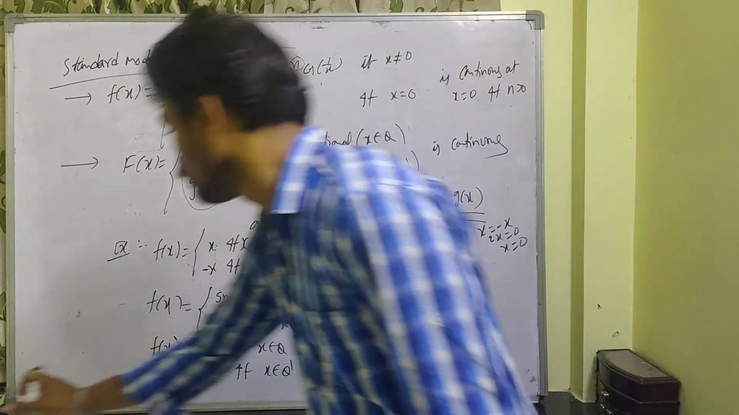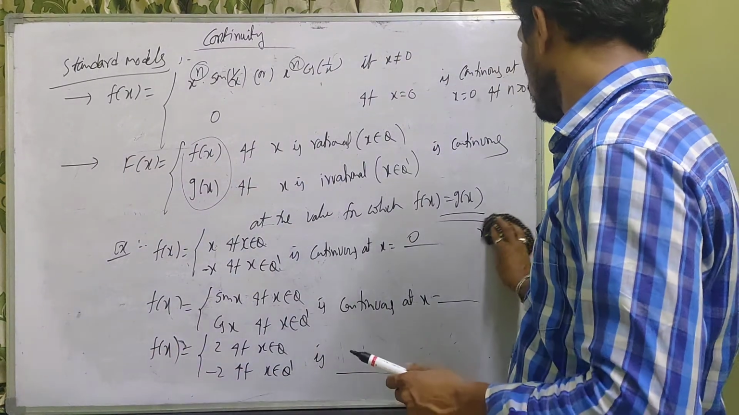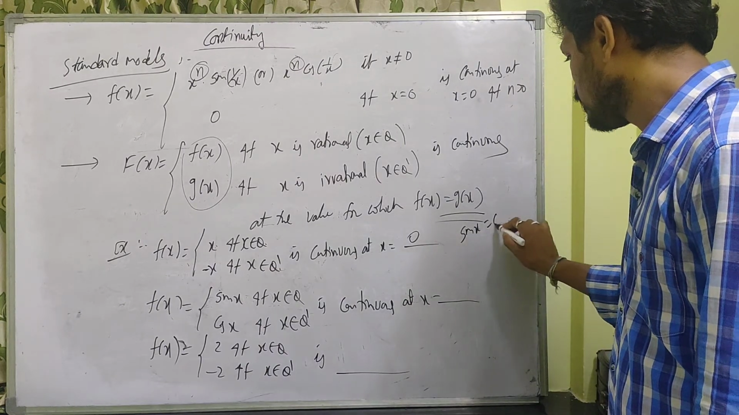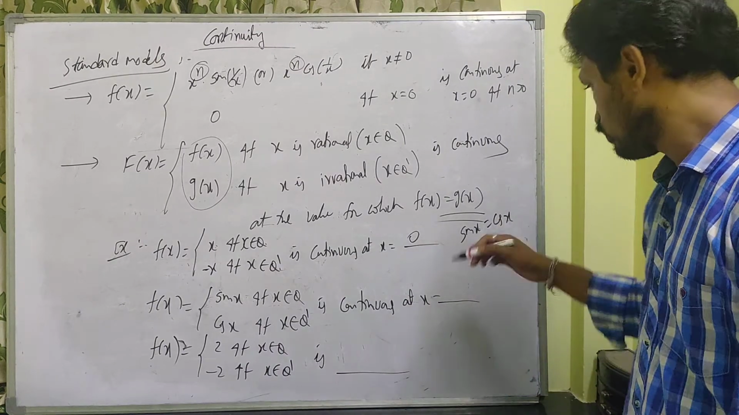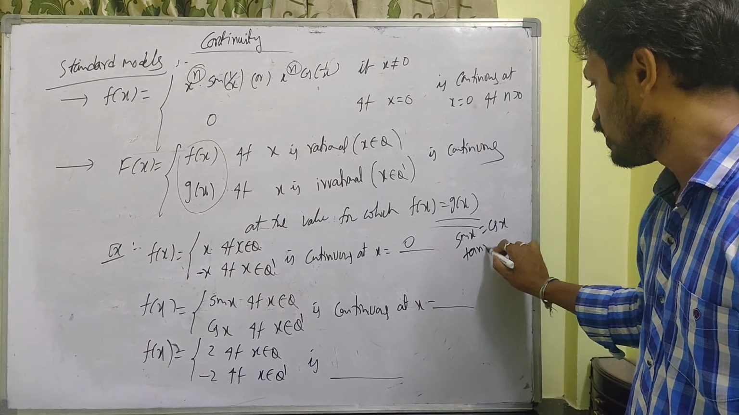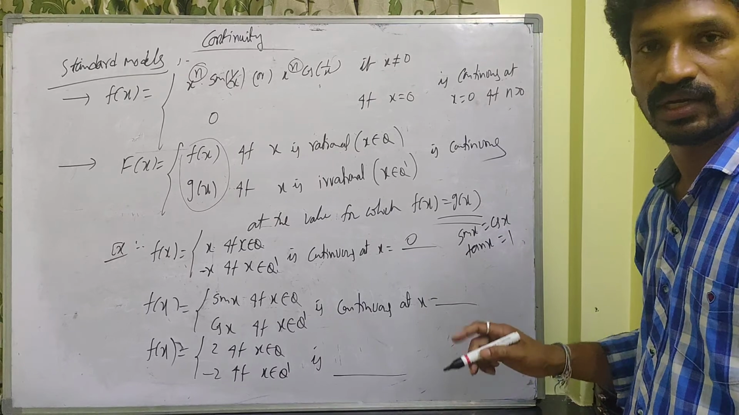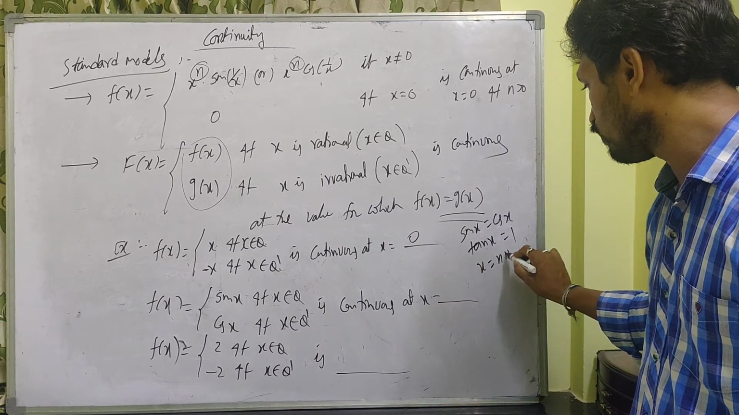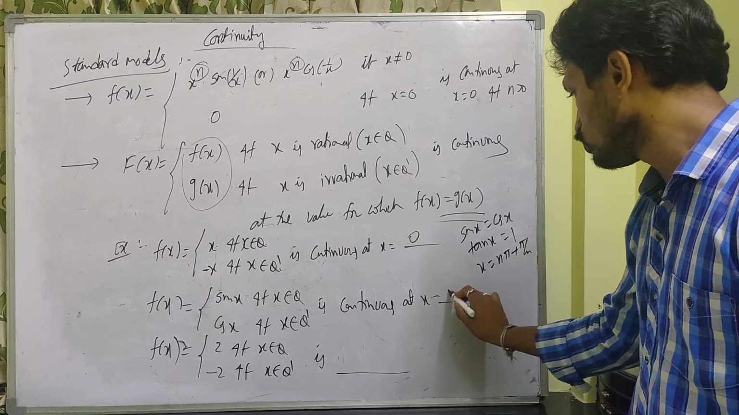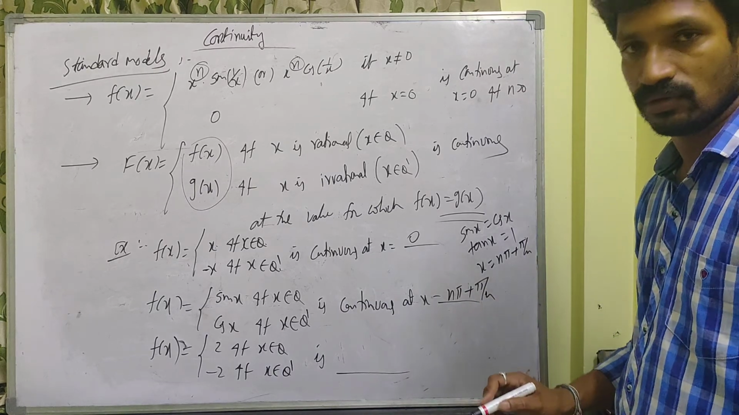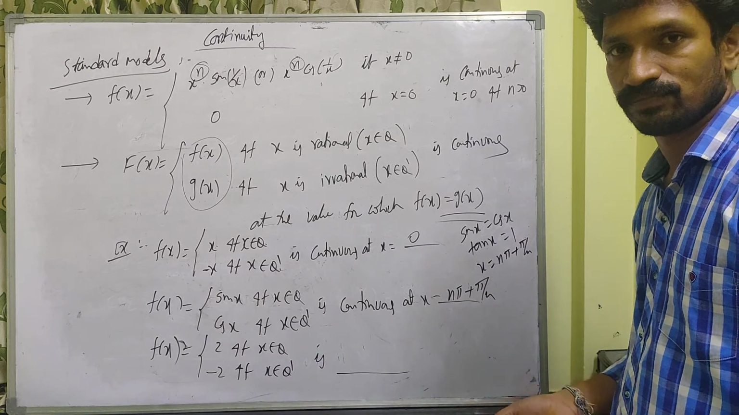Next, the second one. Sin x and cos x. See here, sin x is equal to cos x. For our convenience, transpose cos x to this side. That is sin x by cos x, tan x is equal to 1. Tan inverse 1 is pi by 4. So the general solution is x is equal to n pi plus pi by 4. So it is continuous at x is equal to n pi plus theta, that is, n pi plus pi by 4.